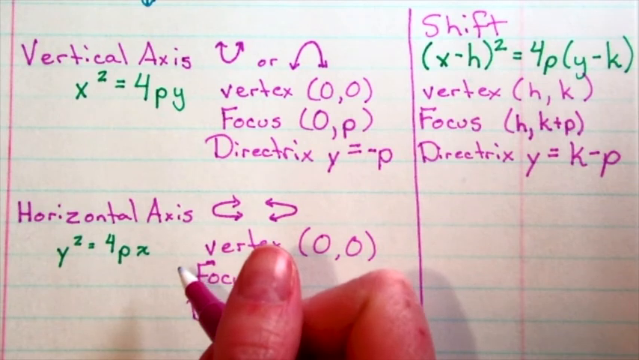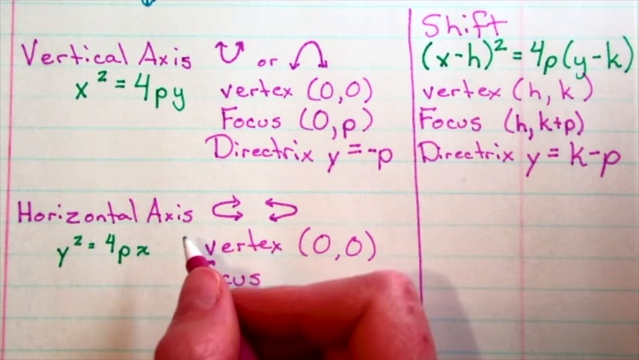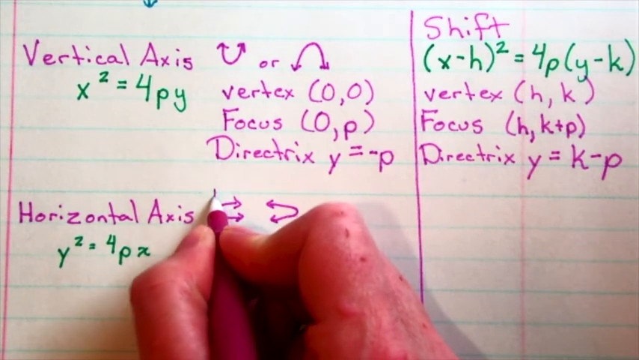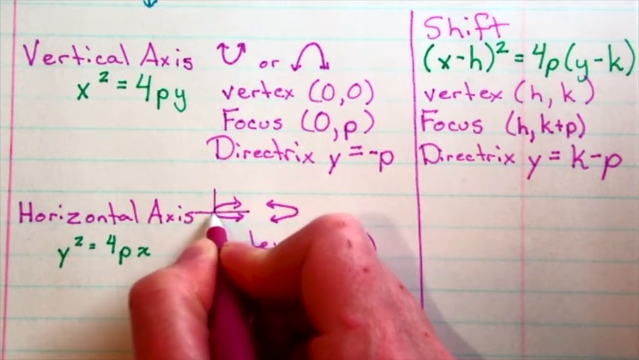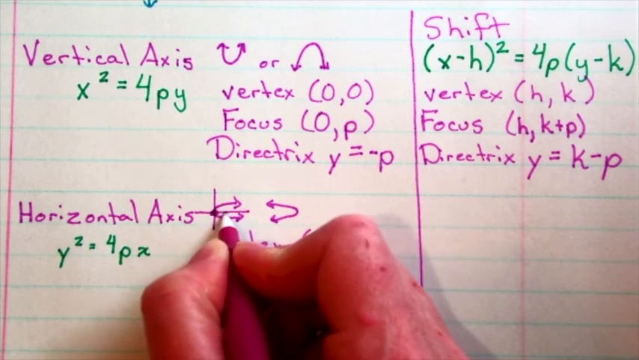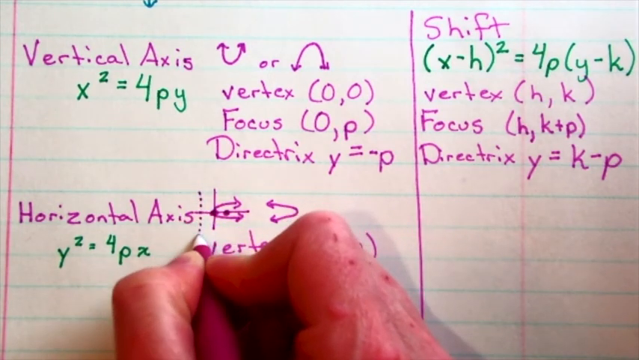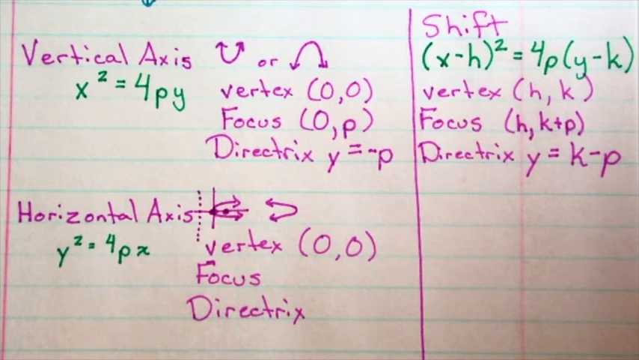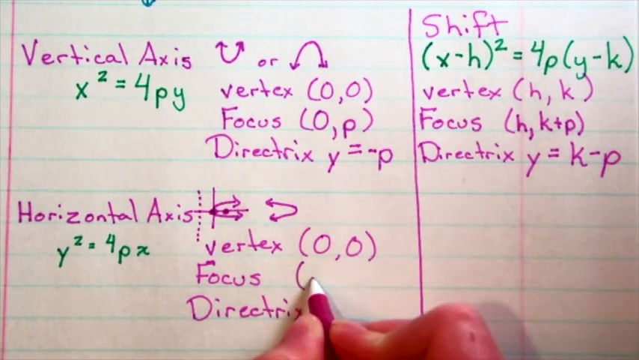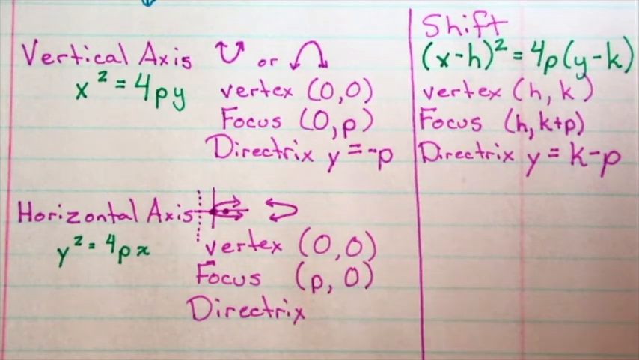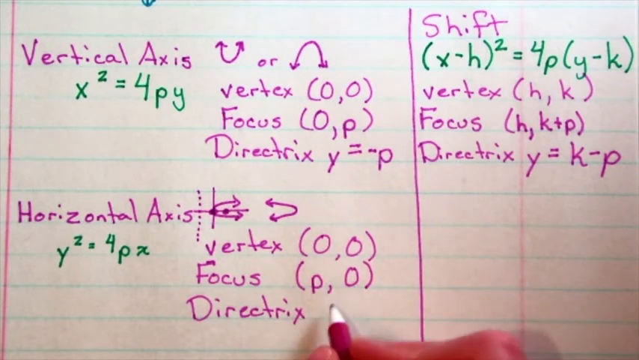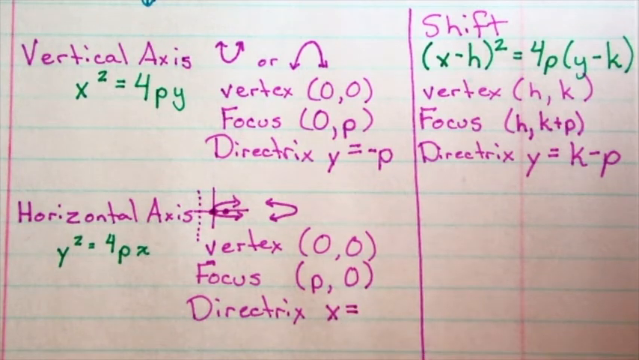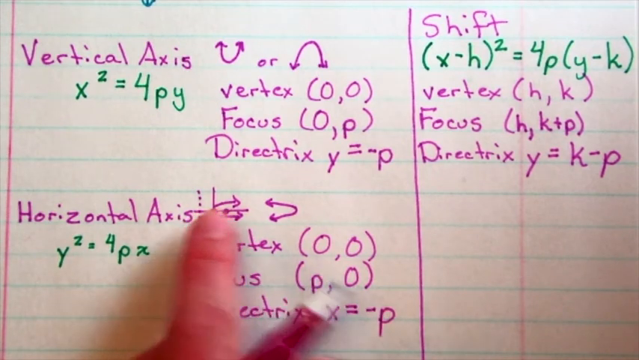So let's see. Let's say that this is at the origin. The focus would be here, and the directrix would be here. So the focus is going to be whatever the p-value is, comma 0, because it's going to stay on that x-axis. And the directrix, instead of being y equals, is going to be x equals negative p. We'll be going to the left p to get to that directrix line that time.